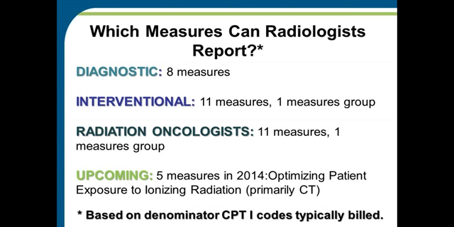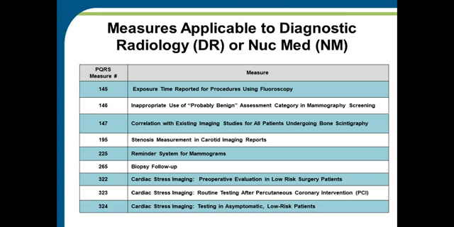So which measures can you report as a radiologist? Basically, there are 8 measures for diagnostic radiologists, 11 measures and 1 measures group for interventional radiologists, 11 measures and 1 measures group also for radiation oncologists, and beginning in 2014, an additional 5 measures that may be reportable by diagnostic radiologists. These measures focus on optimizing patient exposure to ionizing radiation, and primarily looking at CT exams. And we are determining whether these measures are reportable by radiologists based on the CPT codes in the denominators of the measures and those codes that radiologists typically bill.